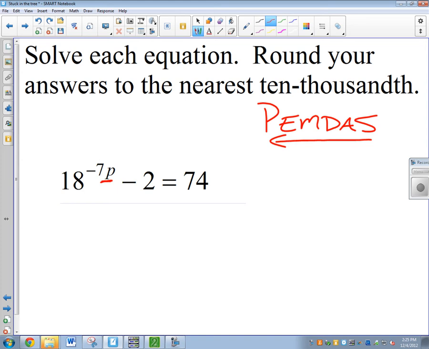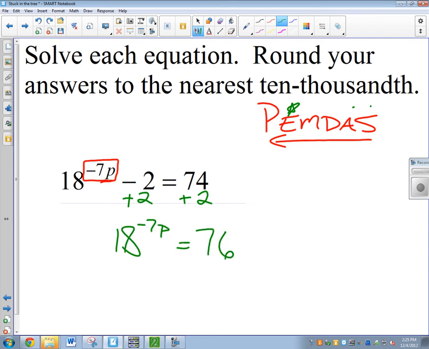So here it is. Notice where that p is. It's stuck up in the exponent. So we can't even get to it until we get to this point right here. So when we do this problem, first thing we're thinking is, can I add or subtract? In this case, I can. I've got a minus 2 here, so the first thing I'm going to do is add 2 to both sides. So I get 18 to the negative 7p is equal to 76. So the first step we did was add or subtract.